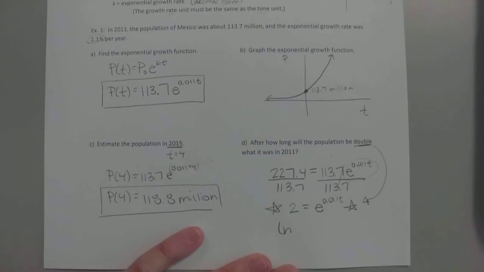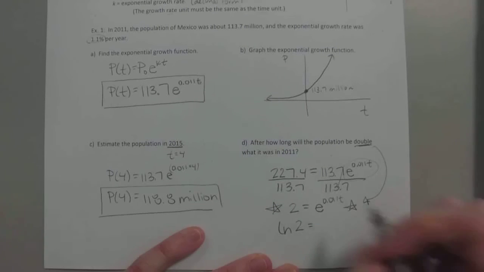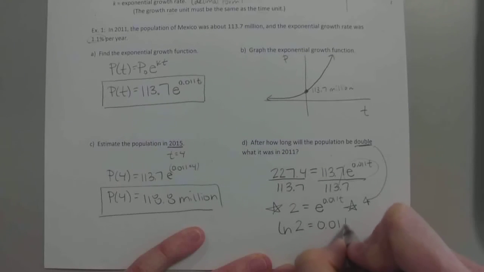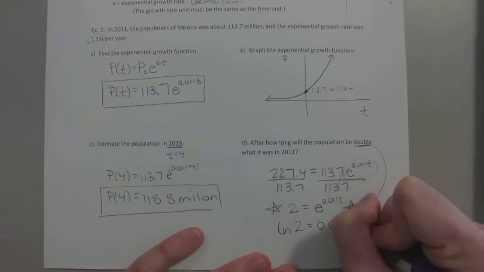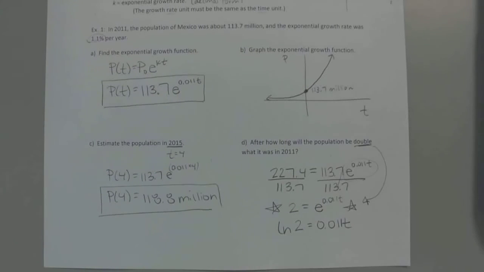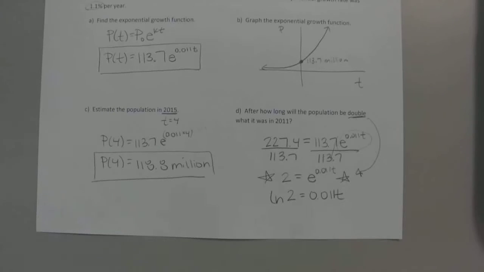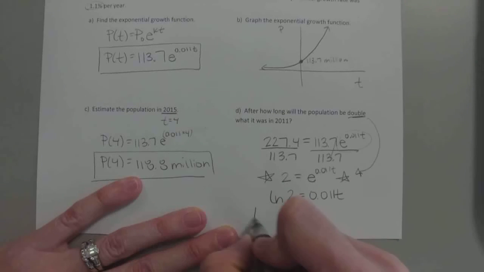So how do we say log base E? Natural log of the opposite side, 2, equals your exponent, which is 0.011t, right? So what's the log? It's base E, so it's the natural log of the opposite side, 2, equals your exponent. Remember, your exponent is another way to write a log.